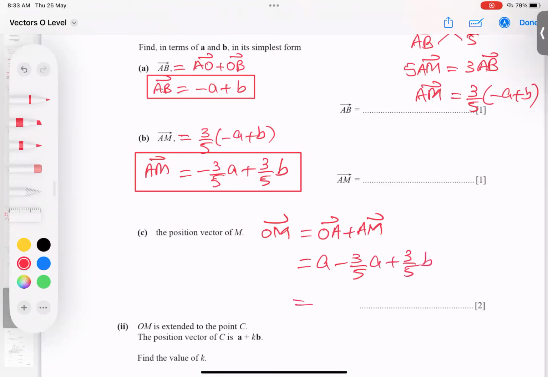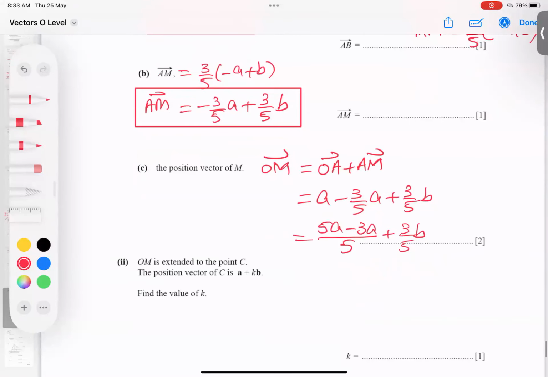Now you can see that from here I can take LCM 5, and 5 multiplied with A becomes 5A, but this 5 will not multiply because this 5 is the same. So the upper number, just copy. And finally, out of 5, the 3 is gone, we got a 2. Or you can say 2 by 5 times 2A and 3 by 5 times 2B. This is my answer for OM.